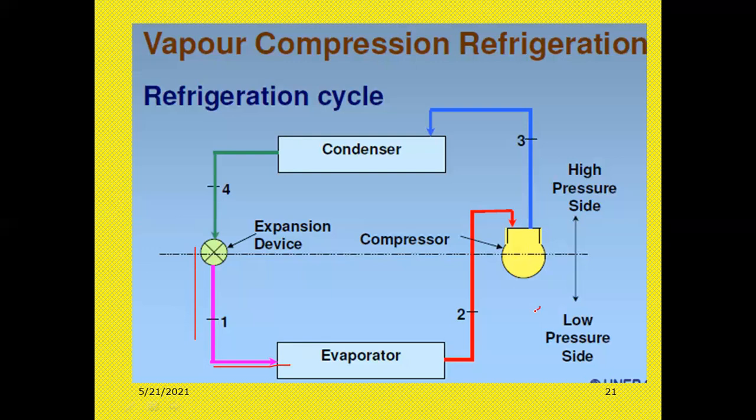In the cycle, the bottom side is the low pressure side, and the top side is the high pressure side. Got it?